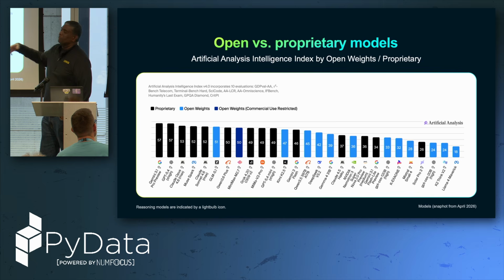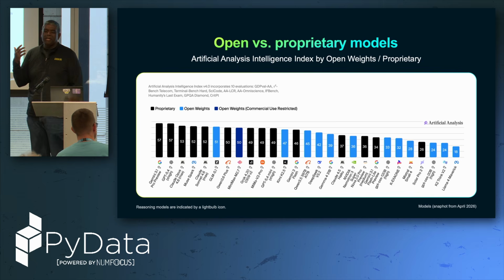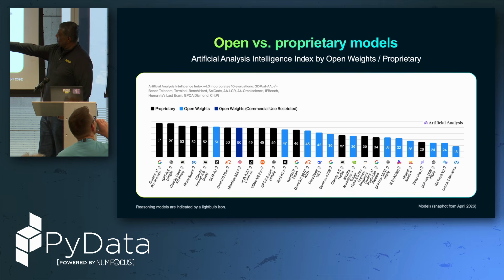No surprise there, right? Because these labs spend a lot of money on R&D and developing the models. But what's surprising is the blue ones. Those are the open models. You can see they are pretty interleaved, and they are very competitive. So they're not all the way far back, right? You can see they are even sometimes better than proprietary models.